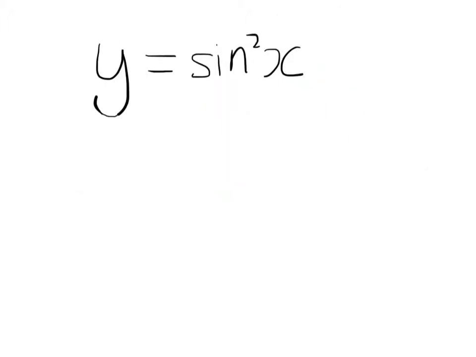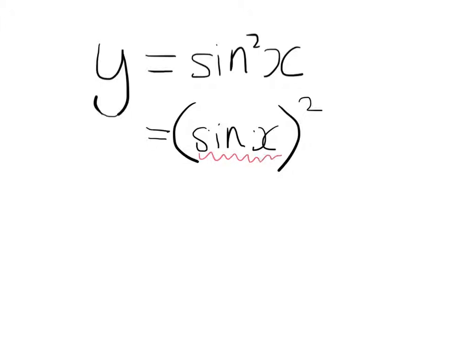So important distinction between this one and the last one, and it's going to be more helpful for us if we remember that sine squared x means sine x, squared. So now we can see that the baby is the sine x and the mum is squaring whatever's in the brackets.